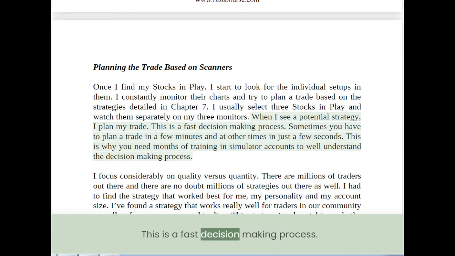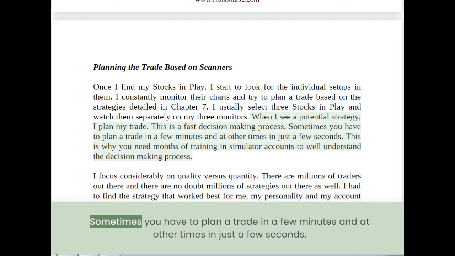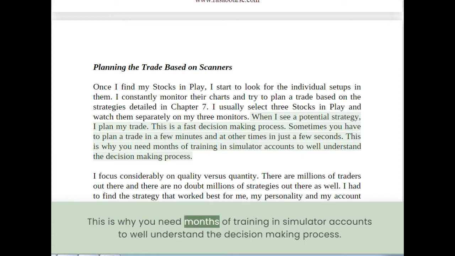This is a fast decision-making process. Sometimes you have to plan a trade in a few minutes, and at other times in just a few seconds. This is why you need months of training in simulator accounts to well understand the decision-making process.